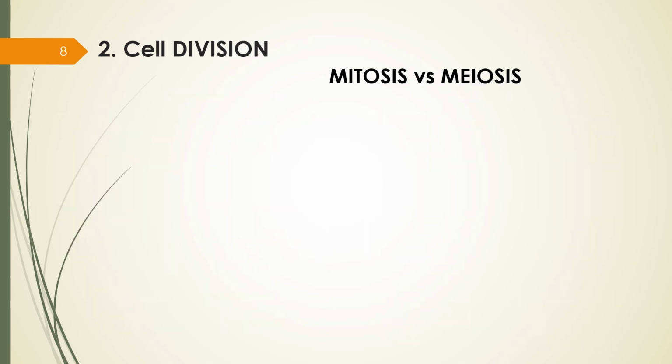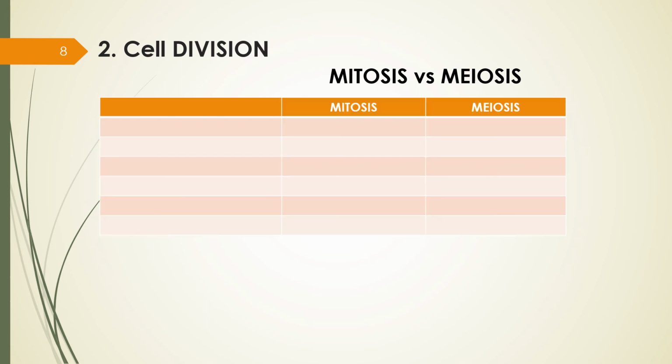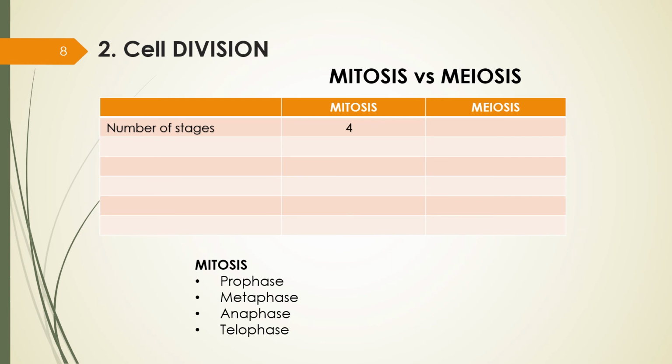Let's compare now mitosis and meiosis. I recommend you pause this video and try to complete it by yourself, okay? So, for example, number of stages. How many stages do I have in mitosis? How many phases? How many, for example, prophase, telophase? Mitosis, how many do I have? 4. What are they? Prophase, metaphase, anaphase, and telophase. I just have 4.